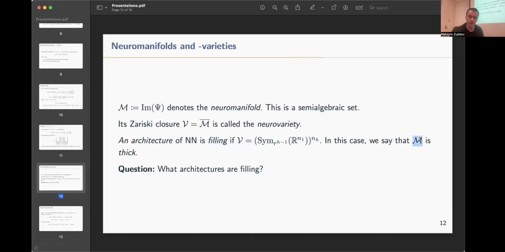But when the image itself is not going to be the entire space, but is going to be dense in my model space, then we're going to call it thick. So the question, from an algebraic geometry perspective, that some people are answering is, for different architectures, give a description or find the ideals for these varieties and how they look.